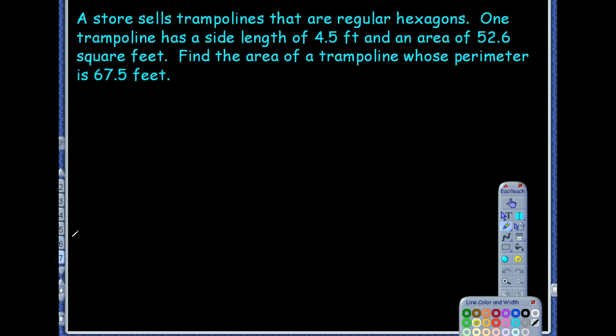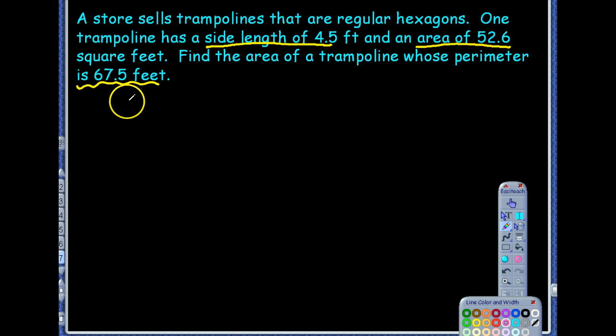It says a store sells trampolines that are regular hexagons. And a trampoline has a side length of 4.5 feet. So there's our side length of the trampoline, and an area of 52.6 square feet. We're finding the area of the trampoline whose perimeter is 67.5 feet. So we've got two trampolines we're comparing.